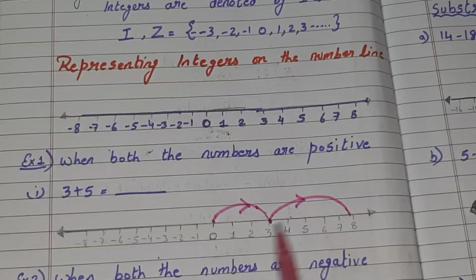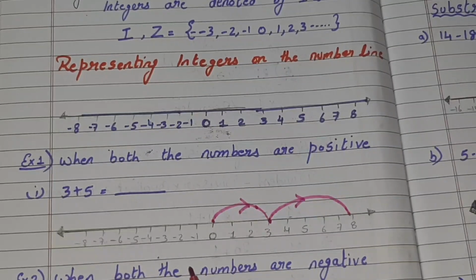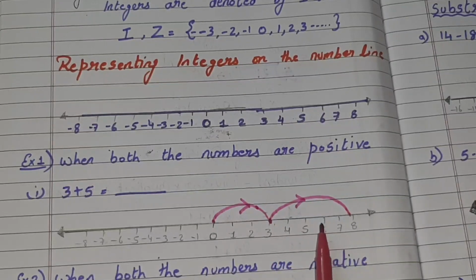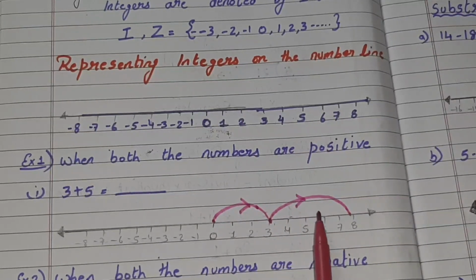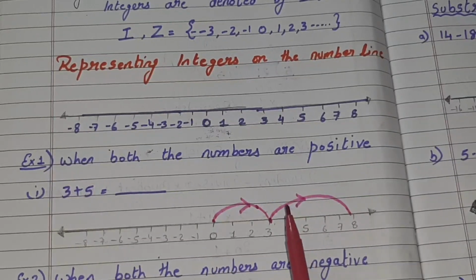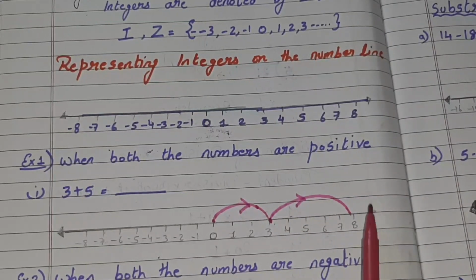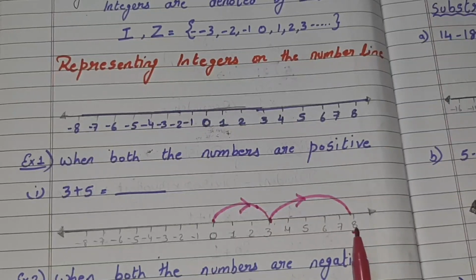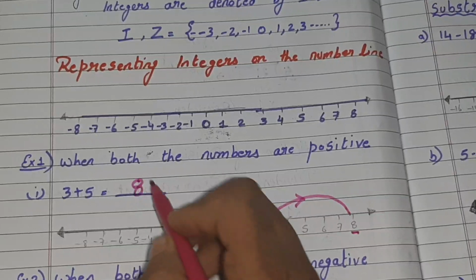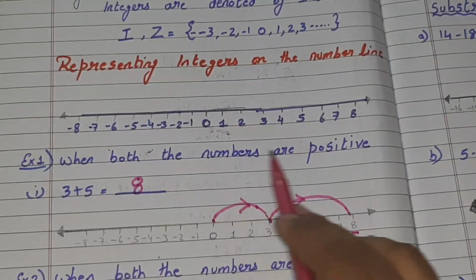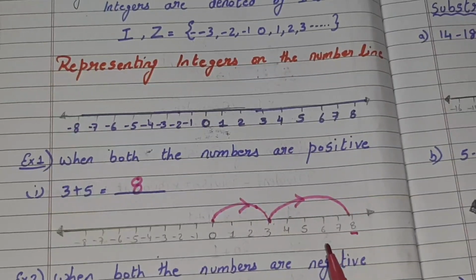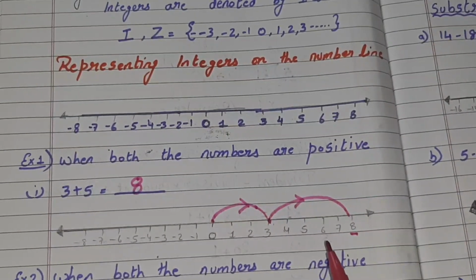So first we moved from 0 to 3 in the positive direction, then from 3 we moved 5 places in the positive direction, and we reach 8. So 3 plus 5 is equal to 8. It is simple because we only have to move in the positive direction, to the right side. That we had already done with whole numbers and natural numbers.